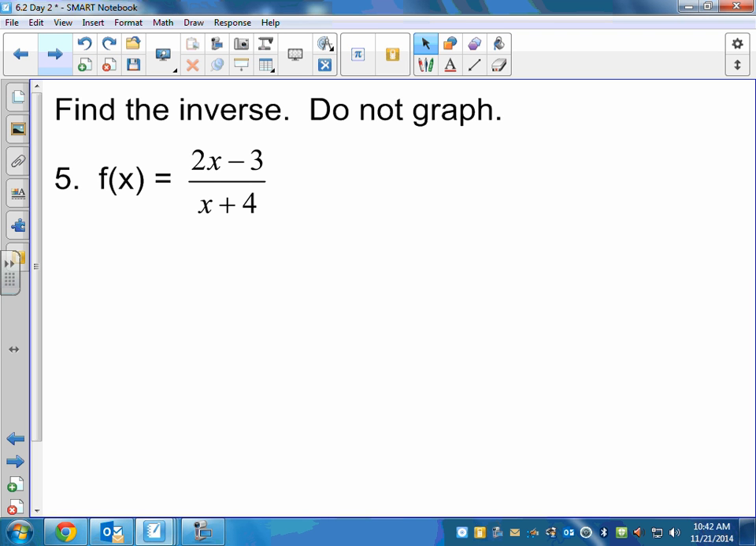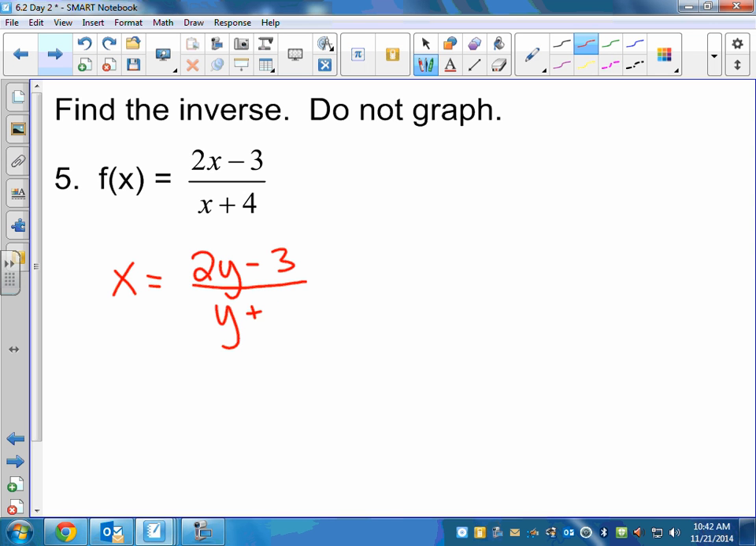But if you just do a few of these, every time it's the same. Step 1, I'm going to switch my x's and my y's. So this was my y, I'm going to make that my x now. And this is going to become 2y minus 3 over y plus 4. And then what we have to do is figure out how to get y by itself.